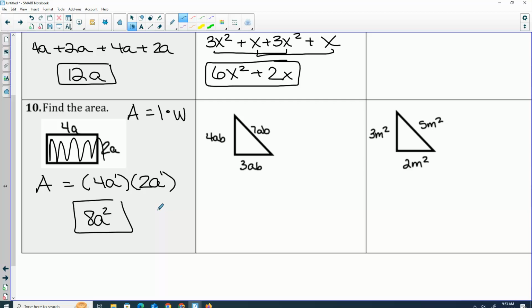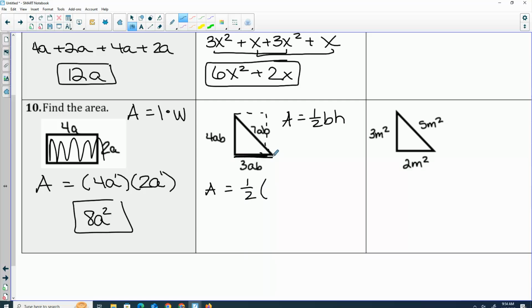If I look at the next one, it's a triangle. How would we find the area of a triangle? One way to think about it, a triangle is really just half of a rectangle, right? So the formula for area of a triangle is 1/2 base times height, or length times width. The 1/2 because it's half of a rectangle.